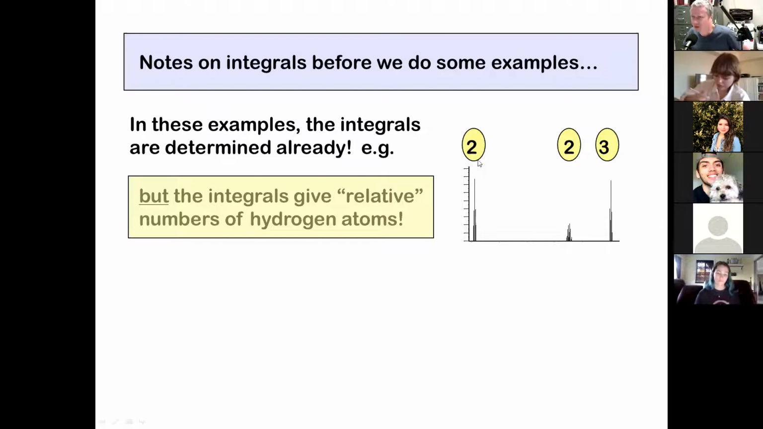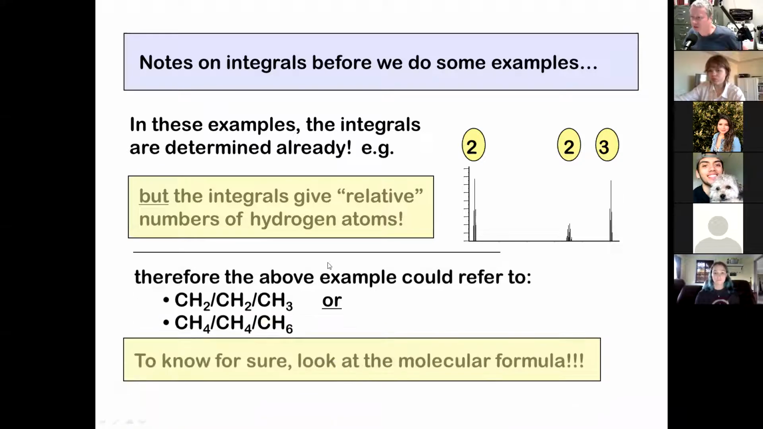So how would you know, is it 2 to 2 to 3 versus 4 to 4 to 6? The answer is the molecular formula, right? Because if I tell you there's 7 hydrogens, well, then you know it's 2 to 2 to 3. What if I tell you there's 14 hydrogens? Well, then it's probably gonna be 4 to 4 to 6. So the molecular formula will resolve any confusion. Therefore, the above example could be 2, 2, 3 or 4, 4, 6, and to know for sure, look at the molecular formula, okay?